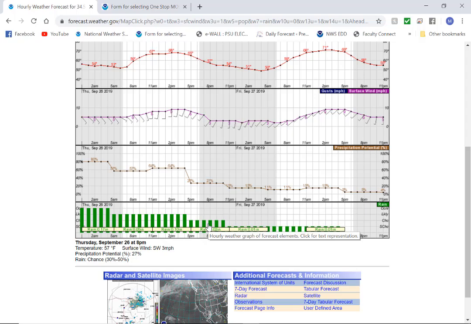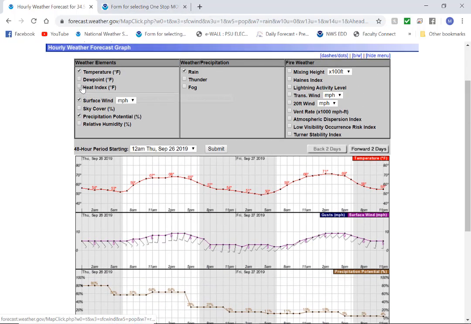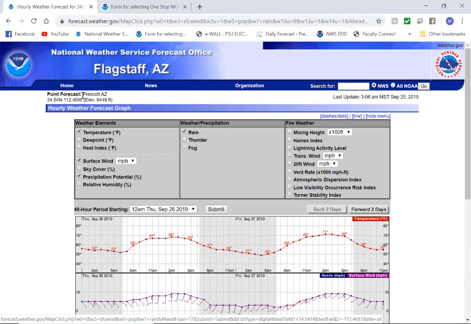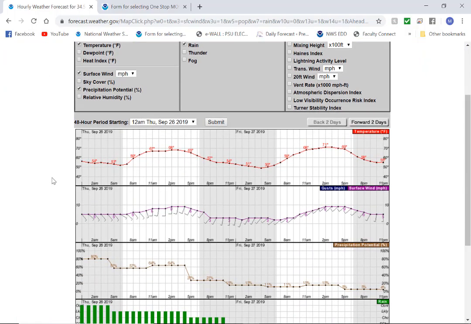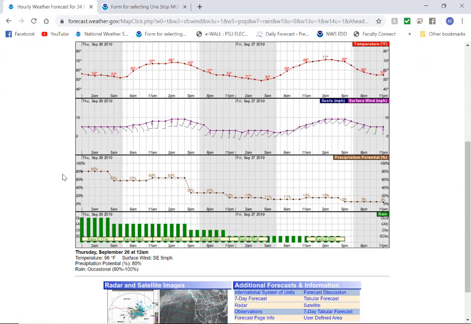Now, this forecast is for a town called Prescott, Arizona. It looks like Prescott, but they pronounce it Prescott. This is out of the Flagstaff, Arizona Weather Service office. So this is their forecast for the Prescott area for Thursday.